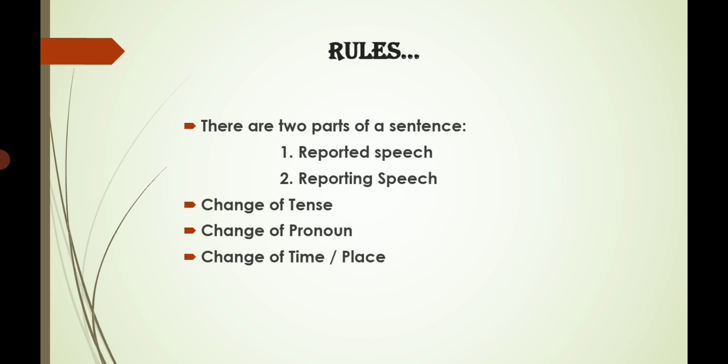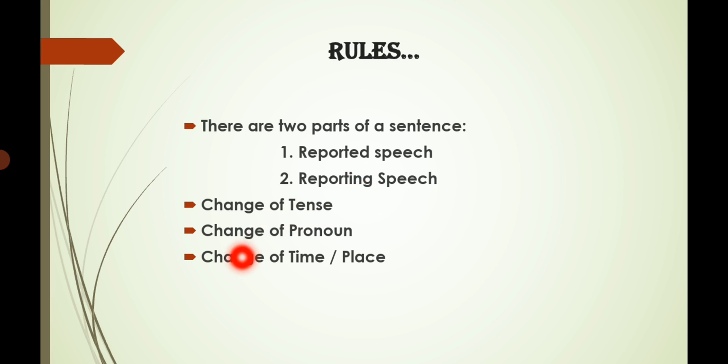So here are some rules. As you can see in this slide, I have written the basic rules of narration to change a direct sentence into indirect. So number one is there are two parts of a sentence: reported speech and reporting speech. So now what is reported and what is reporting speech? Reported speech is a part of a sentence which is inside of the inverted commas, and reporting speech is a part of a sentence which is outside of the inverted commas. So this was the first rule.